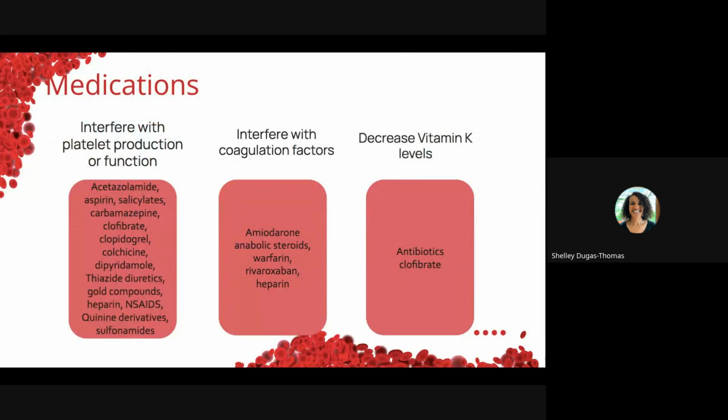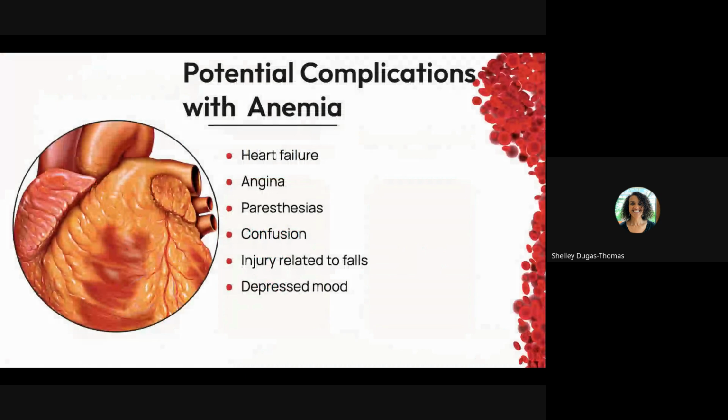So, these are some common medications that might interfere with platelet production or function, interfere with coagulation factors, or decrease vitamin K levels. So, we're going to be aware of those. Complications of anemia include heart failure; chronic low blood volume forces the heart to increase output, and you want to assess for heart failure signs. Neurological complications, you may have numbness, loss of position and vibration sense, balance and gait problems, and mental status changes. So you may see confusion or delirium.